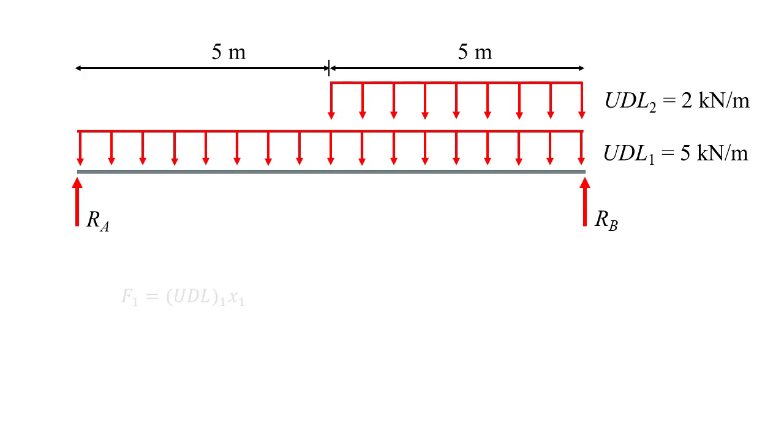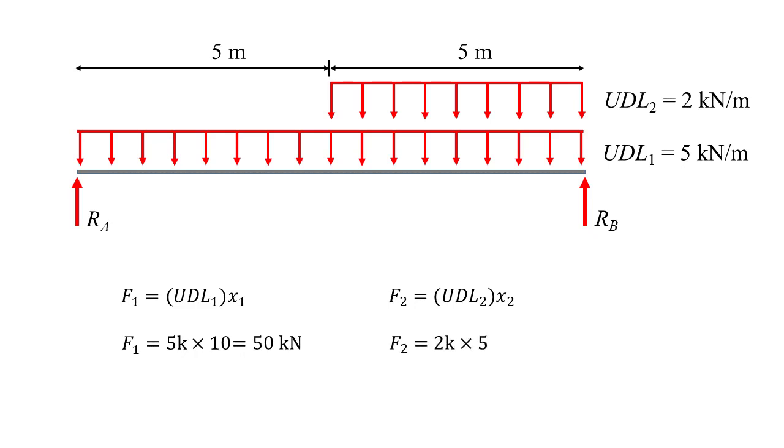For UDL1, its length is 10 meters, so the total force from that load is 5 kilonewtons per meter multiplied by 10 meters to give us 50 kilonewtons. For UDL2, its length is only 5 meters, so the total force from UDL2 is 2 kilonewtons per meter multiplied by 5 meters to give us 10 kilonewtons.